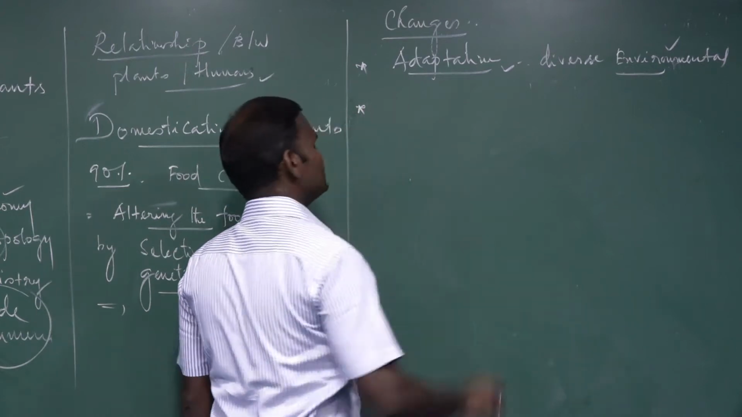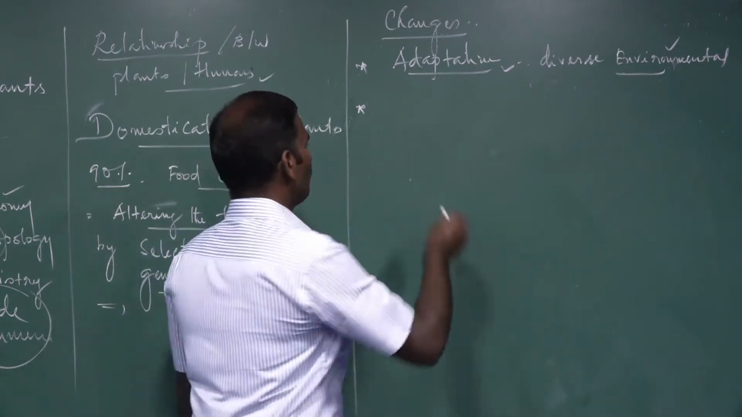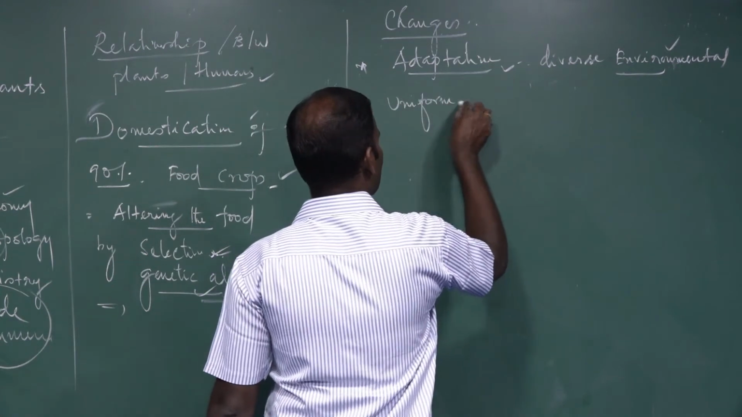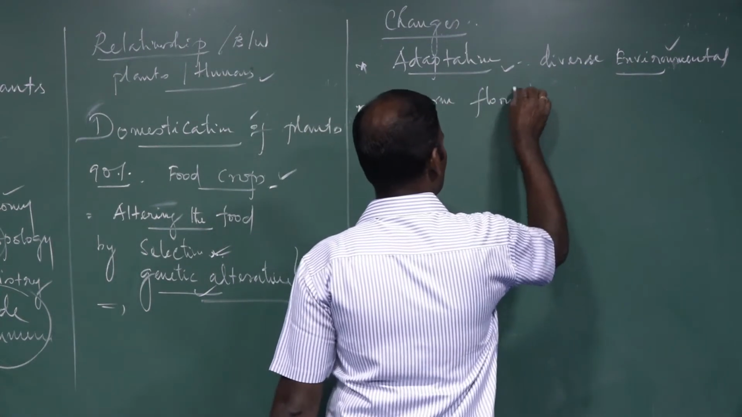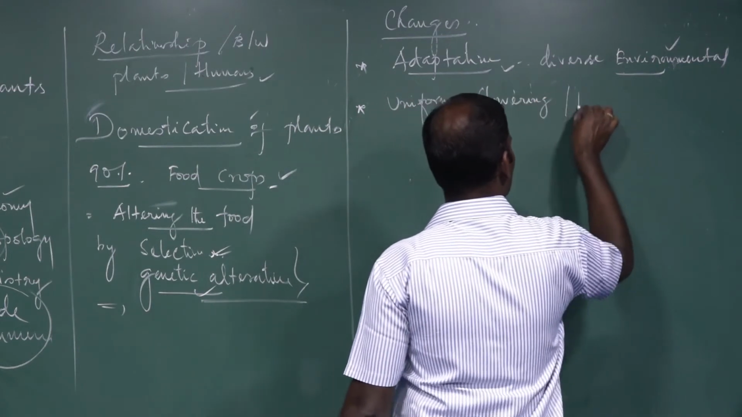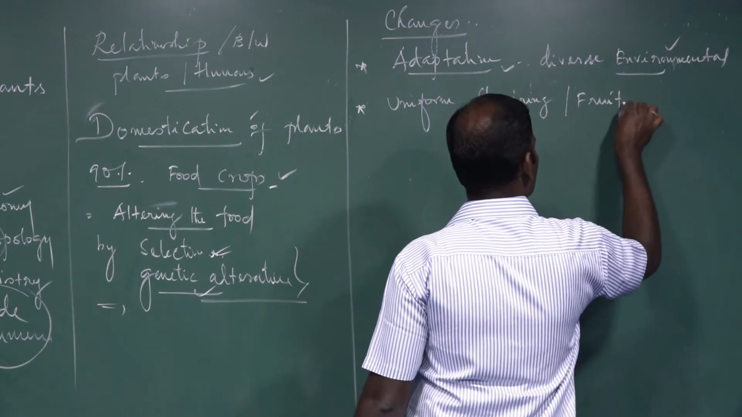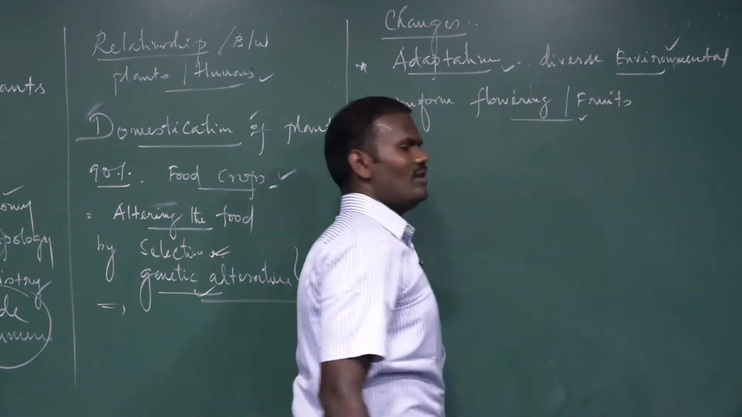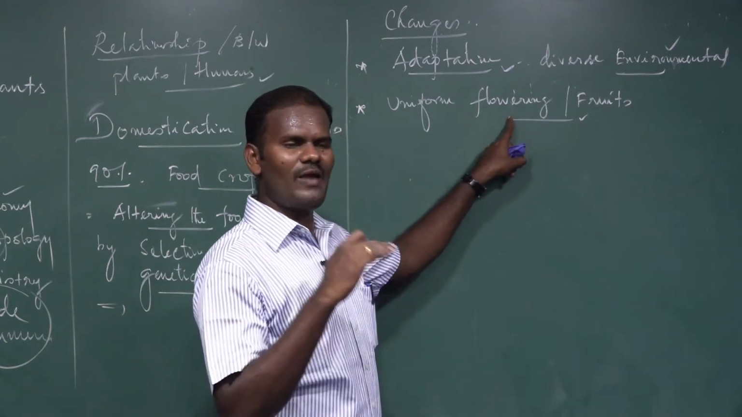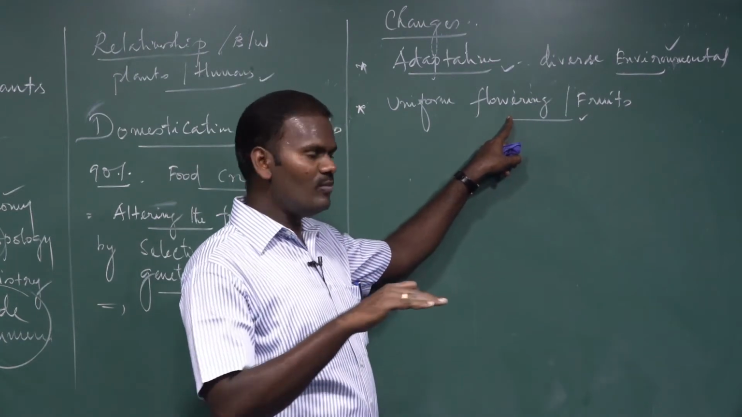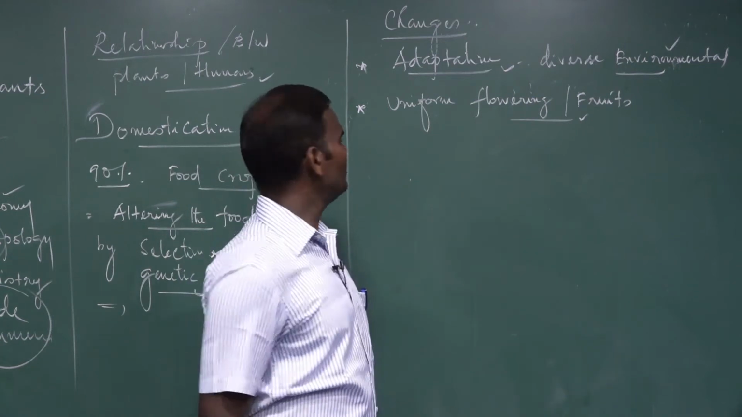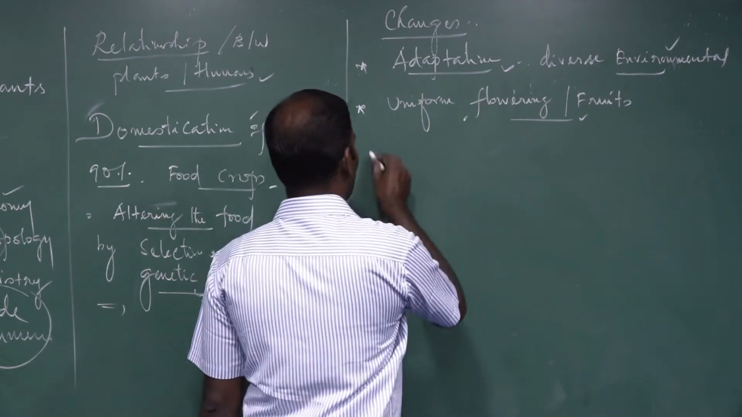The second one is uniform flowering and fruiting. See, the crop matures at the same time. Uniform flowering: all the plant species uniformly produce flowers, followed by fruit formation. It is another change of domesticated plant species.